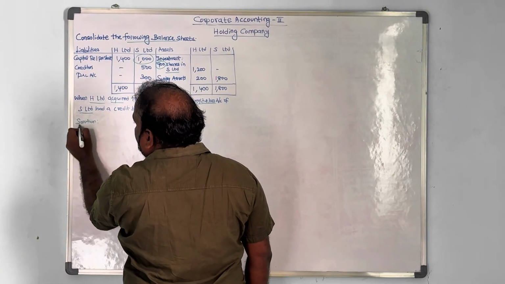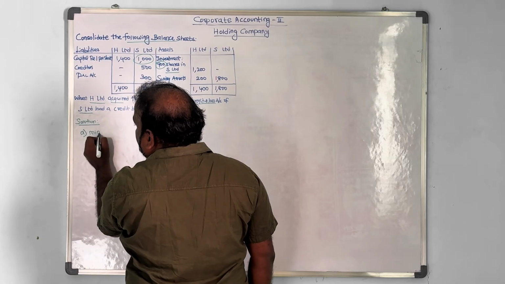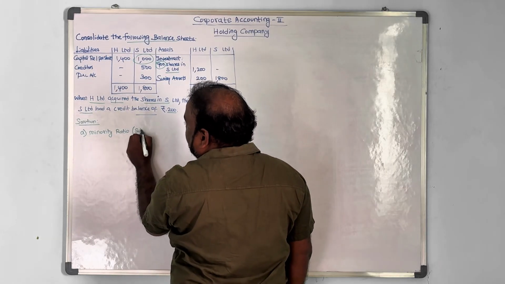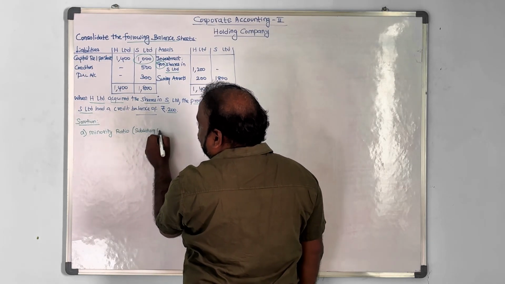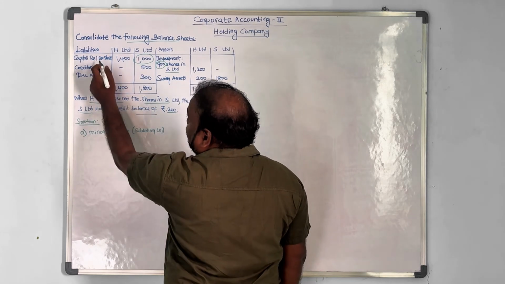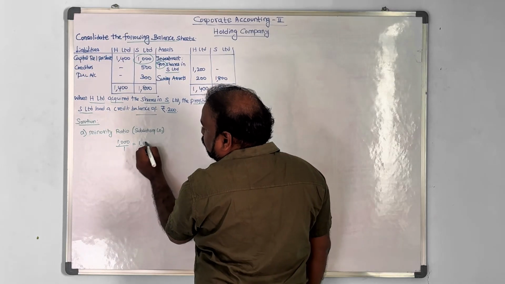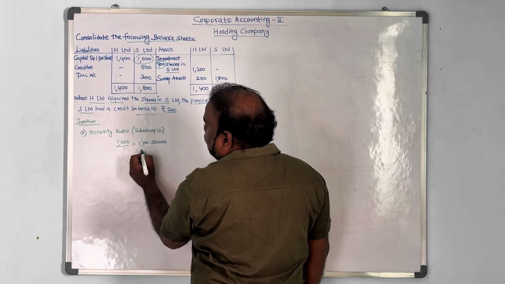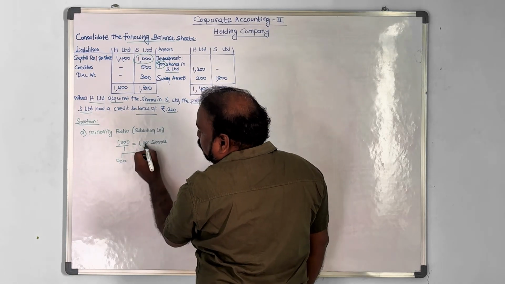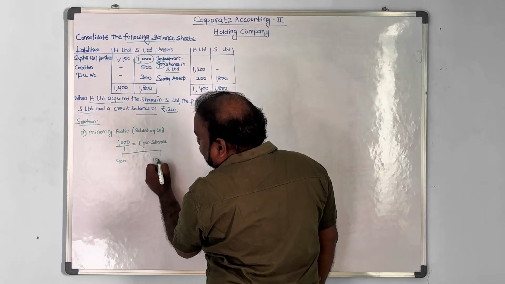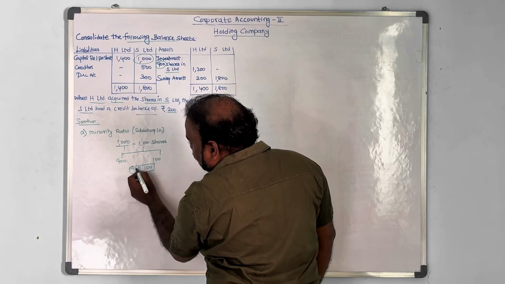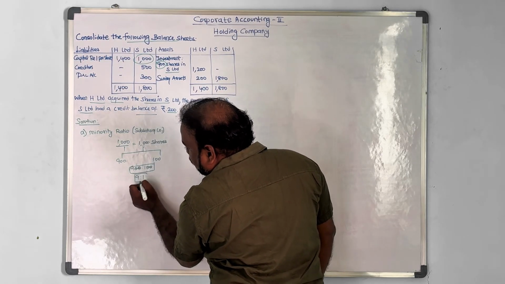First, we need to find out the minority ratio. So we need to consider only the subsidiary company. The share capital is 1000, rate per share is 1, so 1000 divided by 1 equals 1000 shares. H Limited purchased 900 shares. So 1000 minus 900, remaining is 100. So 900 is to 100. When you cancel, you get 9 is to 1, the minority ratio.